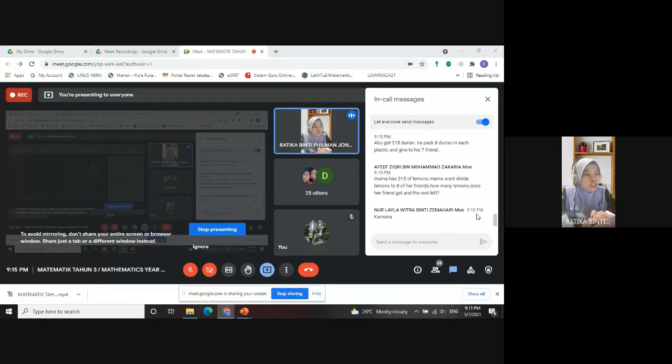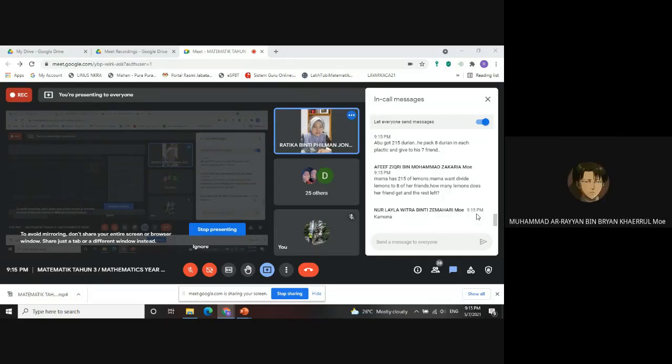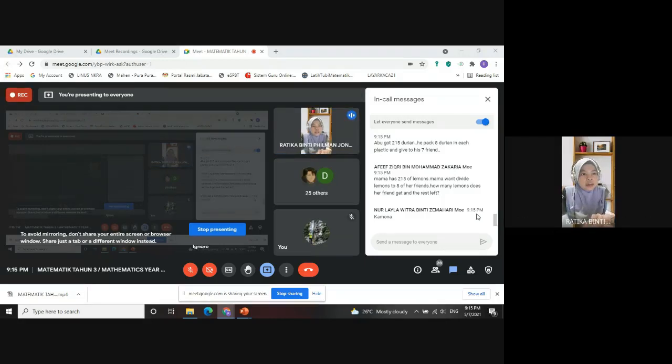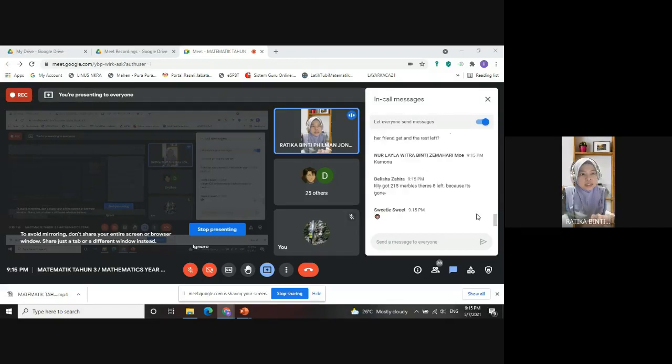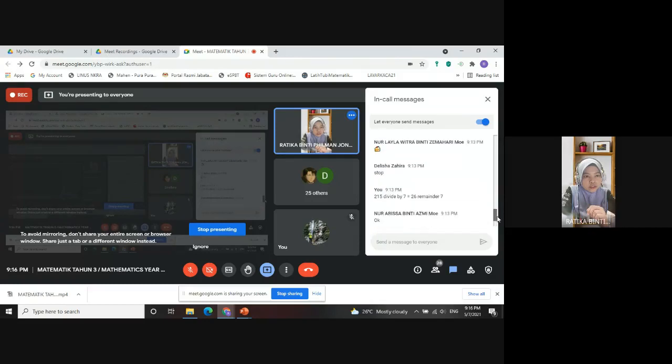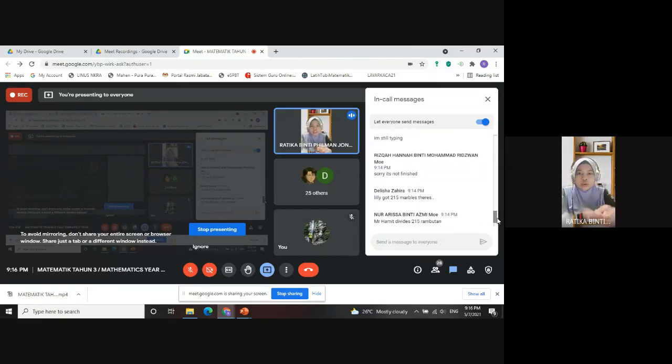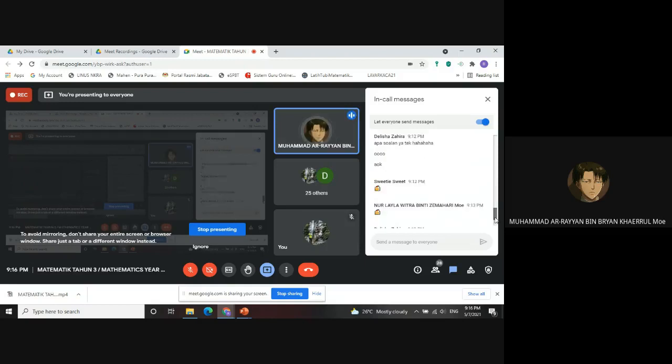Ryan, can you please switch on your mic? Ryan, Abu got 215 durian, kan? Lepas itu dia masukkan dalam 8 plastik. Then each plastic ada 7 durian. Is it 7? No, 26. Each plastic will have 26 durian. 7 is the remainder. 7 adalah bakinya. Can you correct it, Ryan? Yes. Now switch off your mic. Correct your answer.